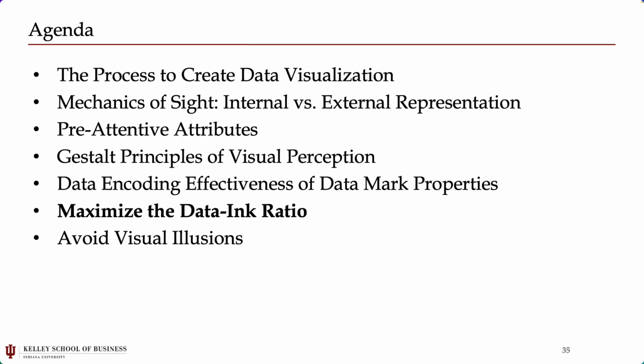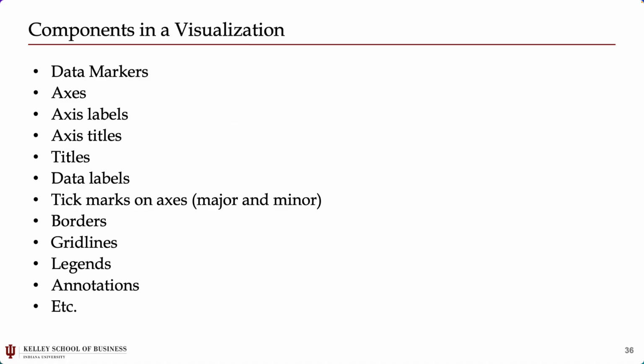Another visual design guideline is to keep the visualization simple by removing clutter and highlighting important components. This is best described as maximizing the data-ink ratio. So let's start by categorizing components used in visualization. The essential components are data marks such as bars, lines, points, and elements such as axes.